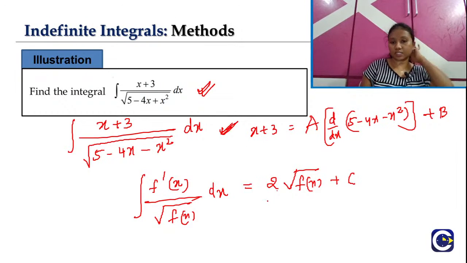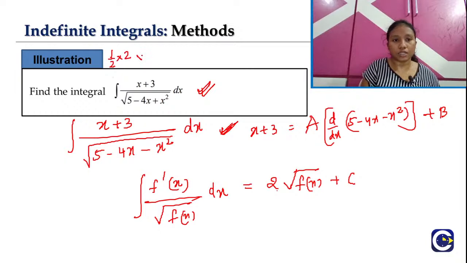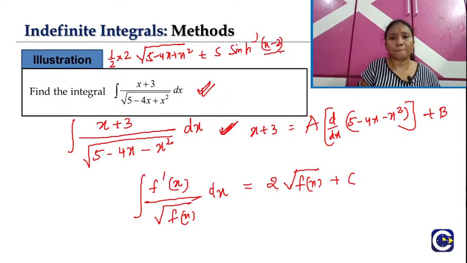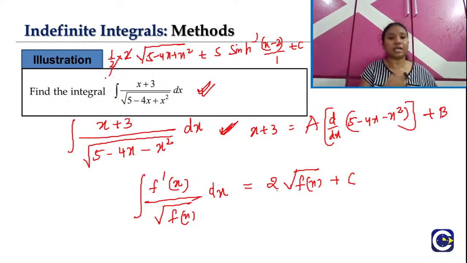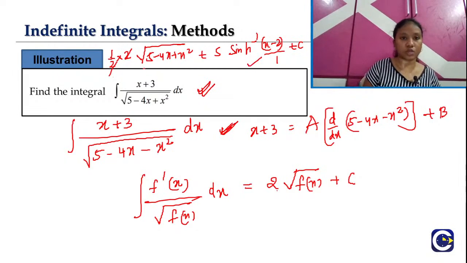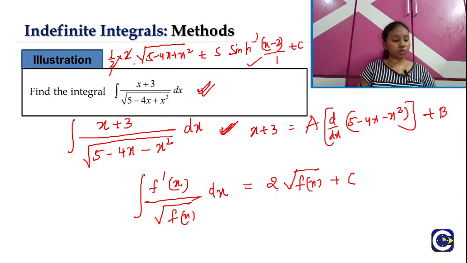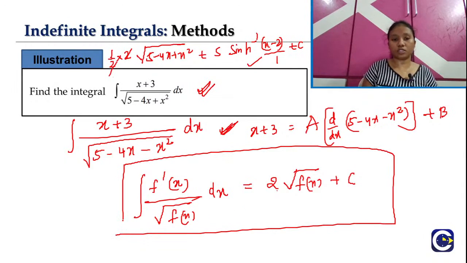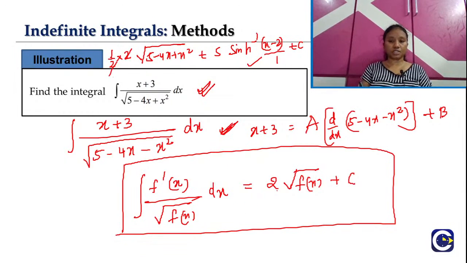Okay, I think in the previous one, I didn't keep the 2 root. I just kept root f of x. In the previous one, the answer 1 by 2 we have written, right? So it will be 2 here. So it will be root of 5 minus 4x plus x square plus 5 sinh inverse of x minus 2 by 1 plus constant c. These two will get cancelled. So it will be root of 5 minus 4x plus x square plus 5 sinh inverse. This will be the answer. I just forgot to keep the 2 here, because the formula for this is 2 root f of x, where the 1 by 2 will get cancelled. So that's it. Now we'll be using the same formula here. You can just check it here.